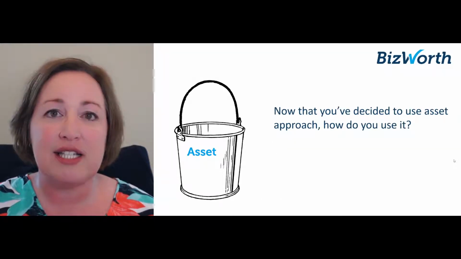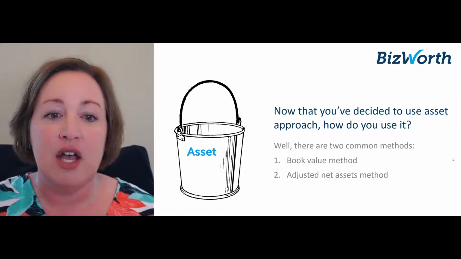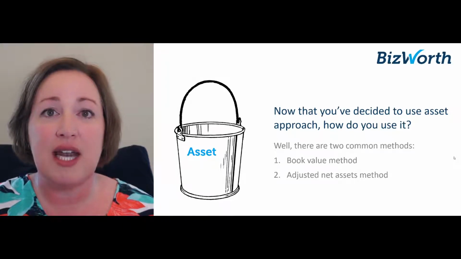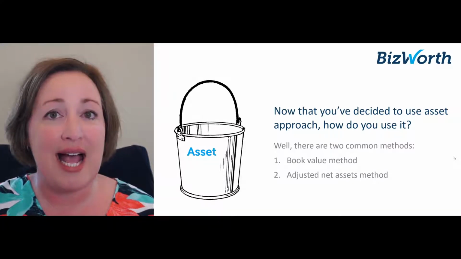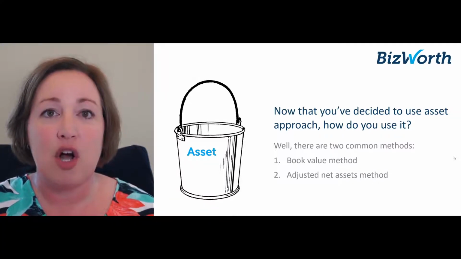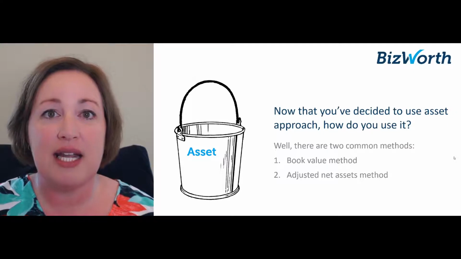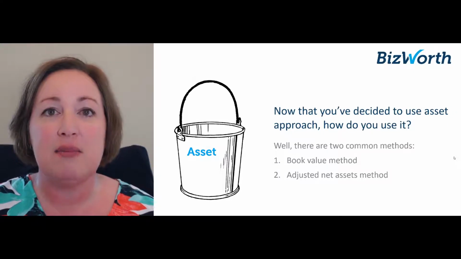So, to use the asset approach, there are methods that you would employ to value a company based on the asset approach. There's two very common methods. The first is the book value method, which we will cover. We will cover the definition and an example in this video. And then there's also the adjusted net assets method. And we're also going to cover the definition and an example on how to use this method as well.